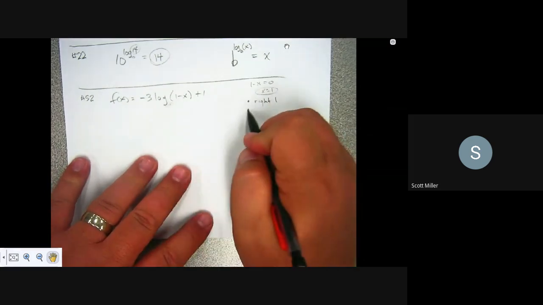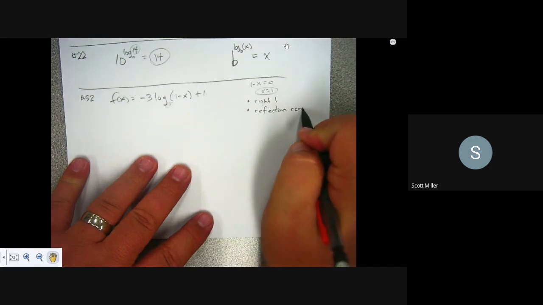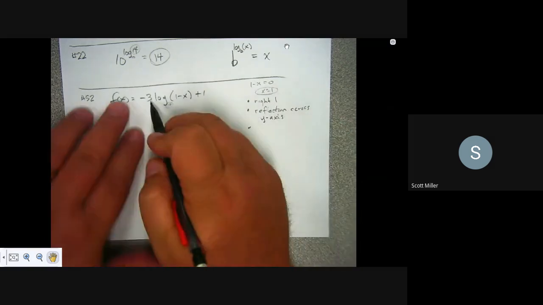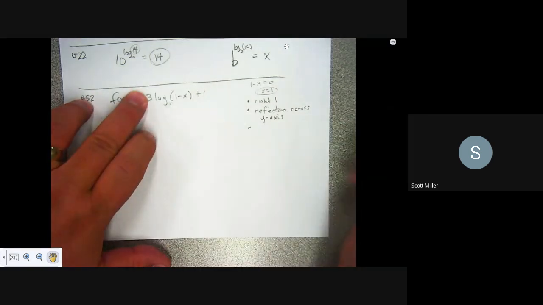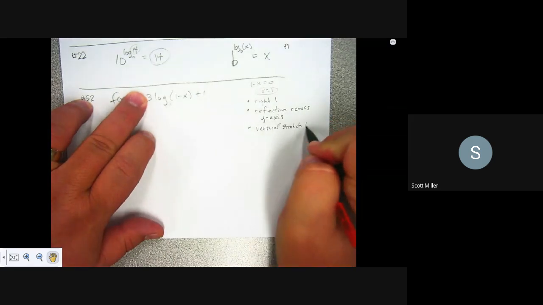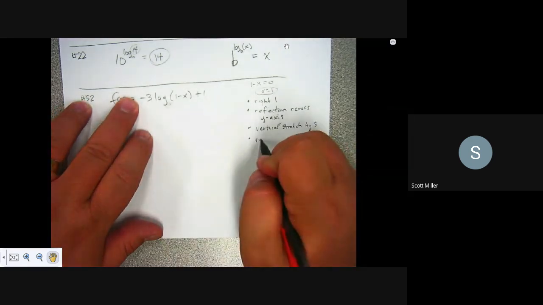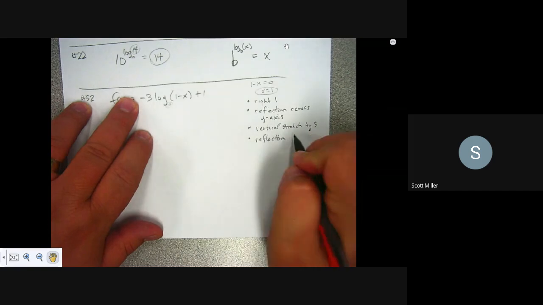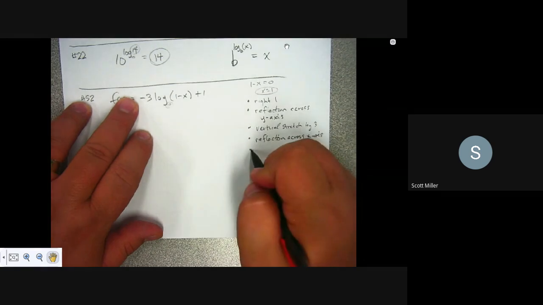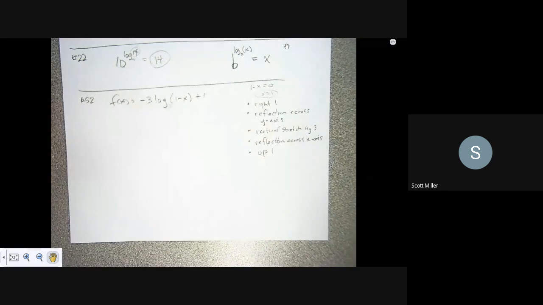The x is negative, so clearly I have a reflection across the y-axis. Then I come out here to the 3. Since it's bigger than 1, I have a vertical stretch by 3. And because out here in the front is also negative, that's a reflection across the x-axis. And then the plus 1 means I'm going up 1. So these are all the transformations asked for in that problem right there.